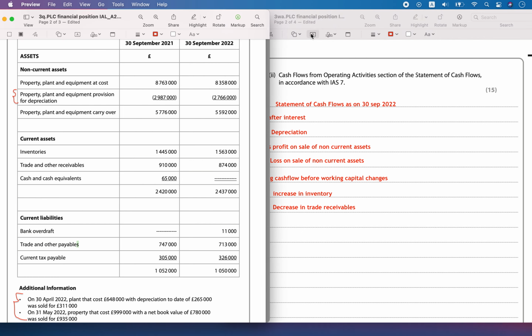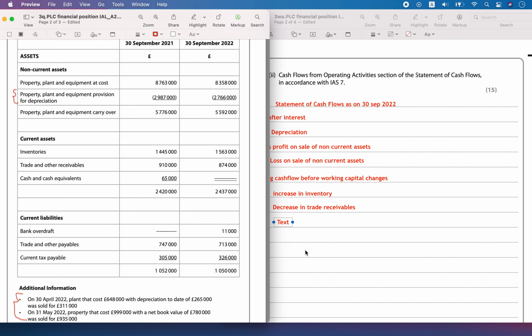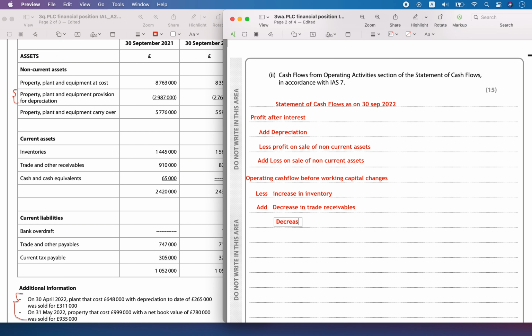Now, what happens with regard to trade payables? They will have a direct correlation. We can see that there is a decrease in trade payables, which means I will have to lessen. Any decrease I will have to lessen. Then, after this, I will get the cash generated from operating activities.